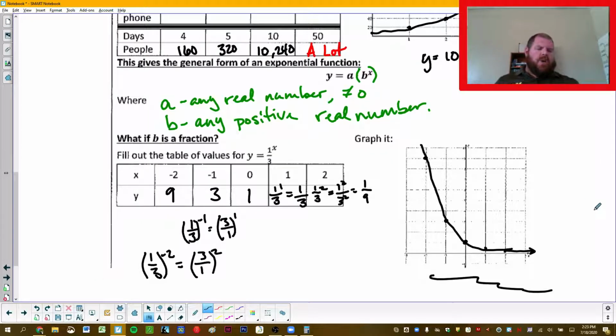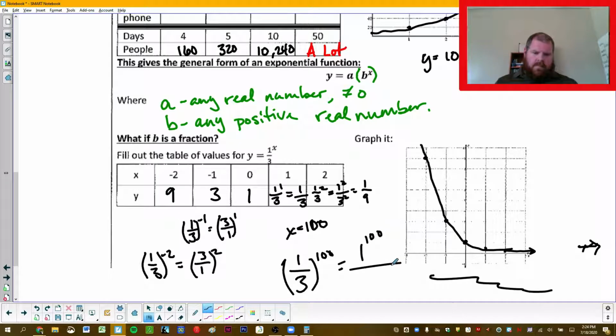Obviously, if it's going to happen, it's going to happen way over this direction, right? With a really big x value. Well, let's think about that. Let's think about x being 100. If x was 100, then I would have 1/3 to the 100th power, which really means 1 to the 100 over 3 to the 100.